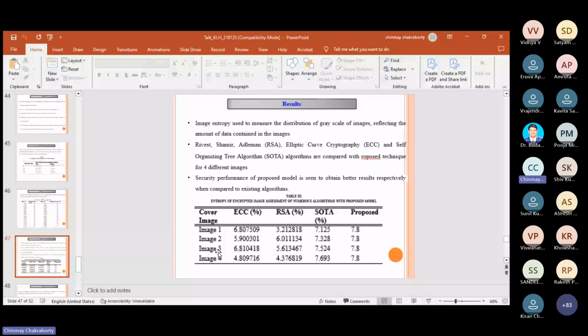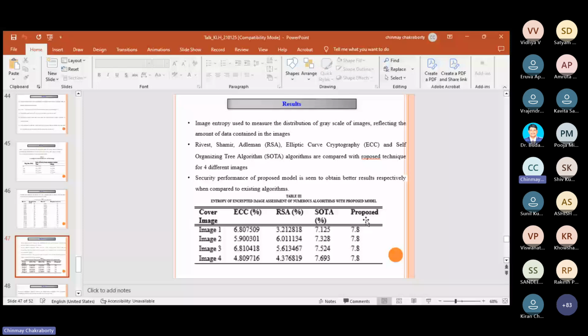Here, ECC means elliptic curve cryptography. It provides values like 6.8, 5.9, and so on. RSA gives 3.2, 6.0, 5.6, 4.3 like this. SOTA gives 7.1, with a slight variation, basically. That's why it is 7.1. And finally, the proposed lightweight encryption method provides 7.8.